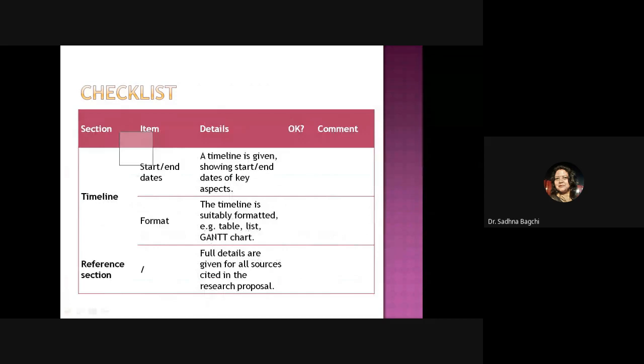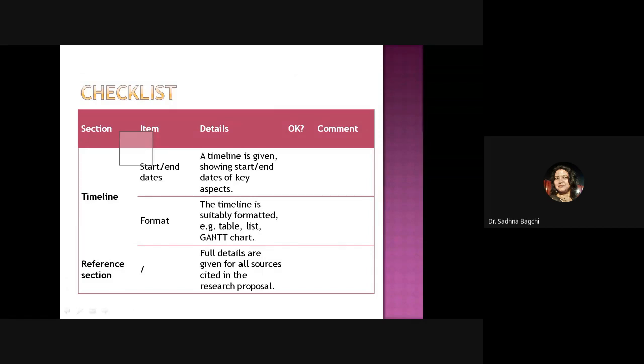Next is the timeline, with start and end dates. The timeline shows when you are going to start your study and when you are going to end it, with the dates of key aspects. In a mini project or major project, the timeline is very important, because in a mini project you have to complete your entire study in 2 years, which means 24 months.